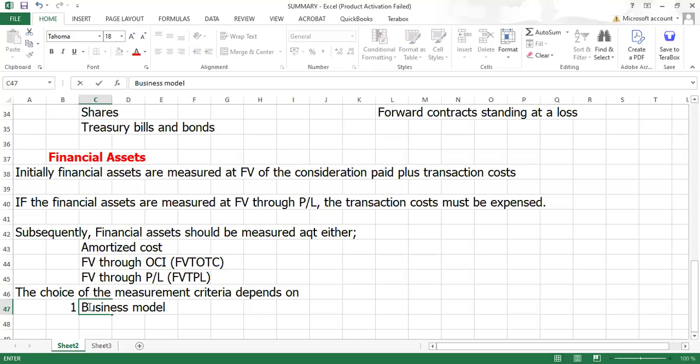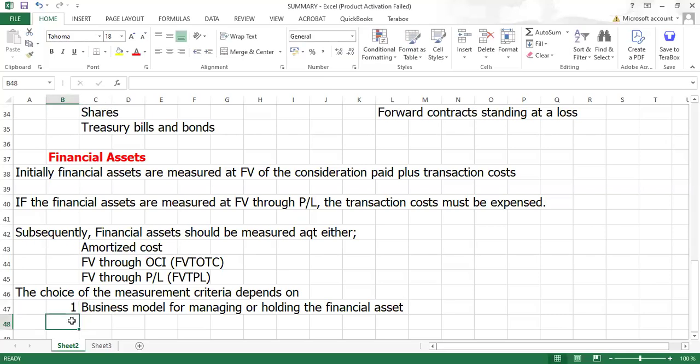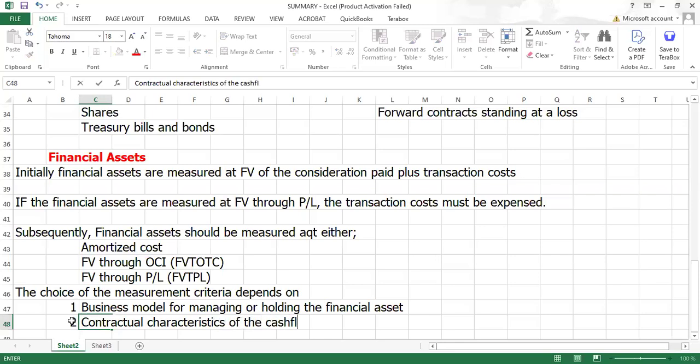Your business model, or your objective for managing or holding the financial asset. It will give you, are you just buying and selling? Is that your objective? Is it that you're going to buy and just wait the maturity period to earn the interest? So it will depend on your business model. Then number two, it can also look at the contractual characteristics of your cash flows.